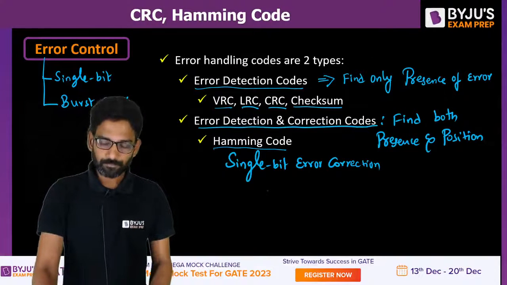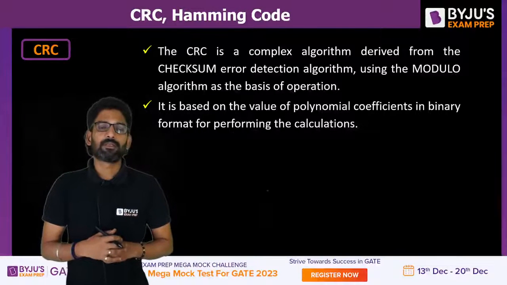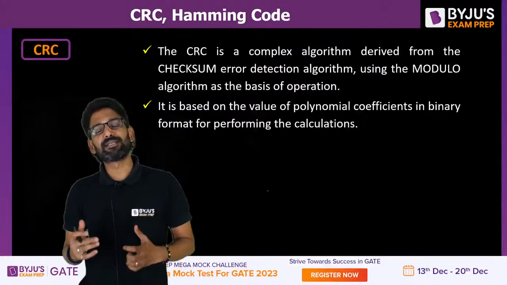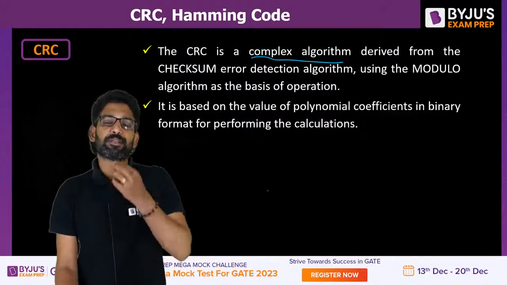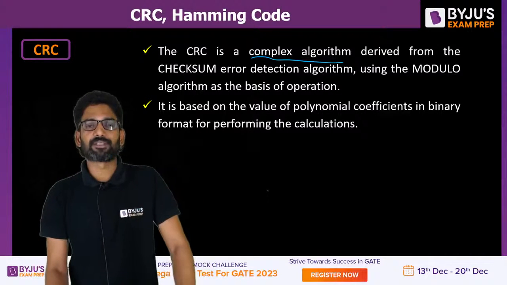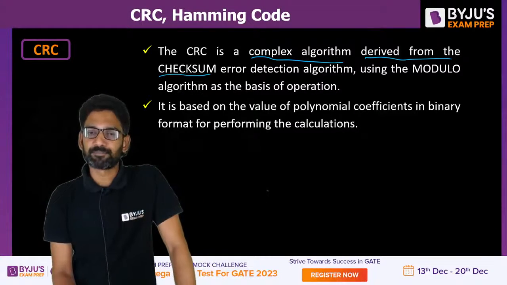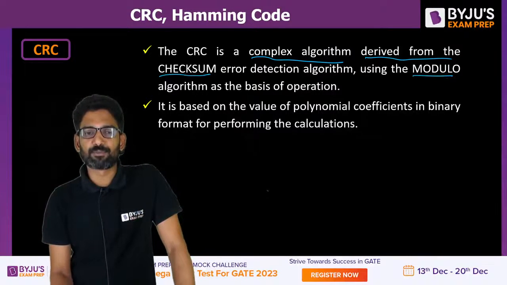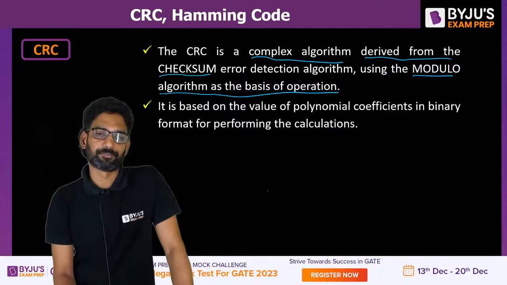Okay. Firstly, we look at CRC. CRC, cyclic redundancy check, is a complex algorithm which is based on the division process. This CRC is derived from the checksum procedure, by using modulo algorithm as the basis of operation.